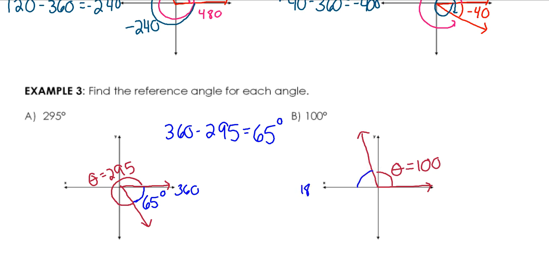And I know that that is 180. So I need to find the distance between 100 and 180. And I know that that is an 80-degree angle. So my reference angle there is 80 degrees. My reference angle over here was 65 degrees.